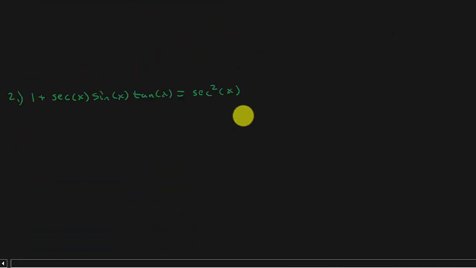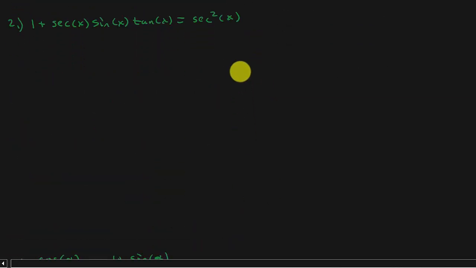All right, let's look at this second one here. We've got a lot of stuff going on here. So I'm going to take the left-hand side, and I'm going to see if I can simplify it to the right-hand side.